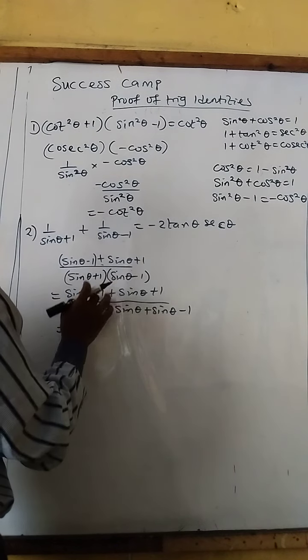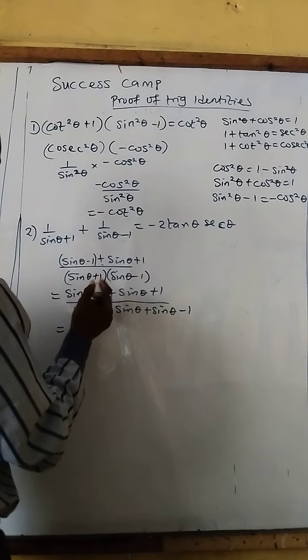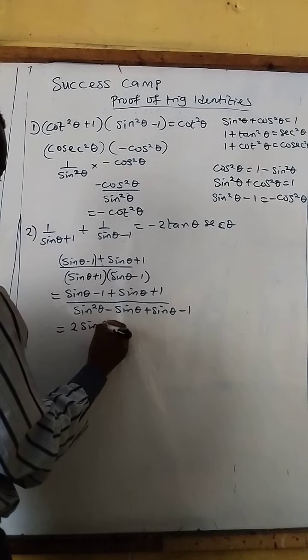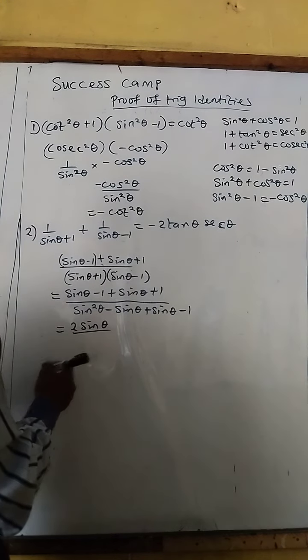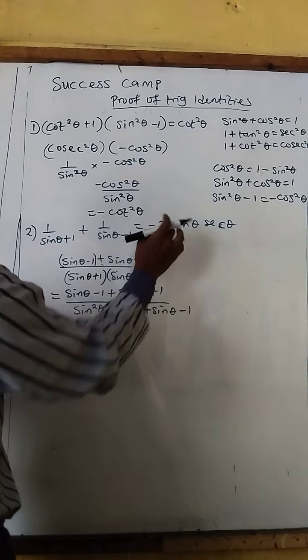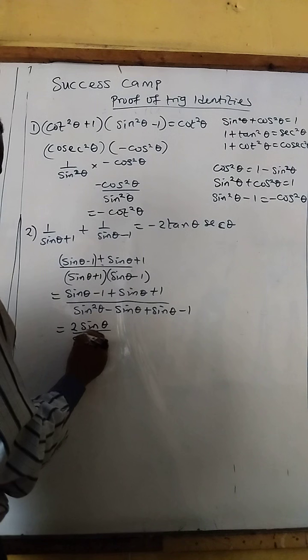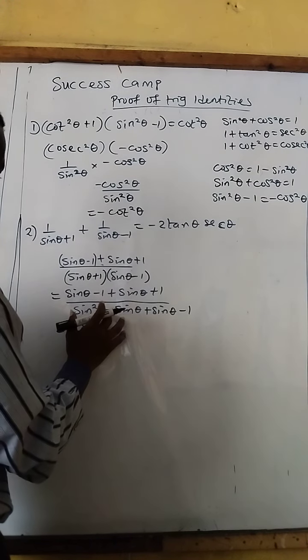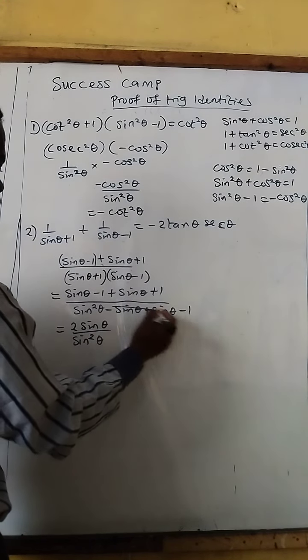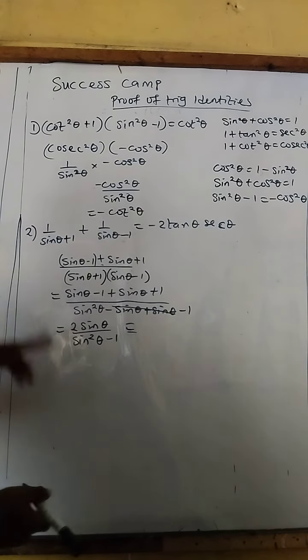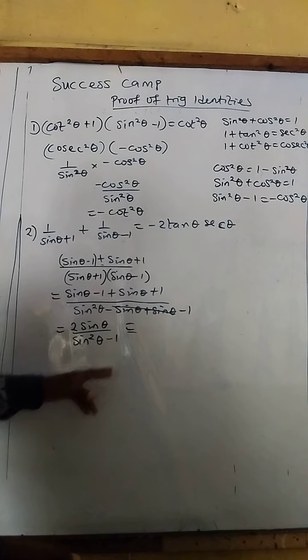So we have minus 1 plus 1 is 0. Sine theta plus sine theta is 2 sine theta. Okay, I'm almost getting something like that because I'm having a 2 here, so that is good. Sine squared theta minus sine theta plus sine theta is 0, minus 1. So 2 sine theta over sine squared theta minus 1.